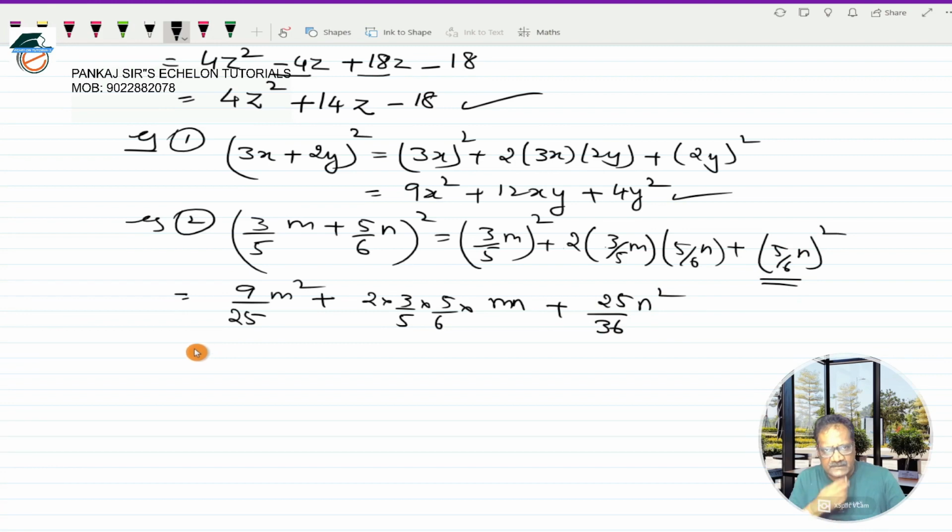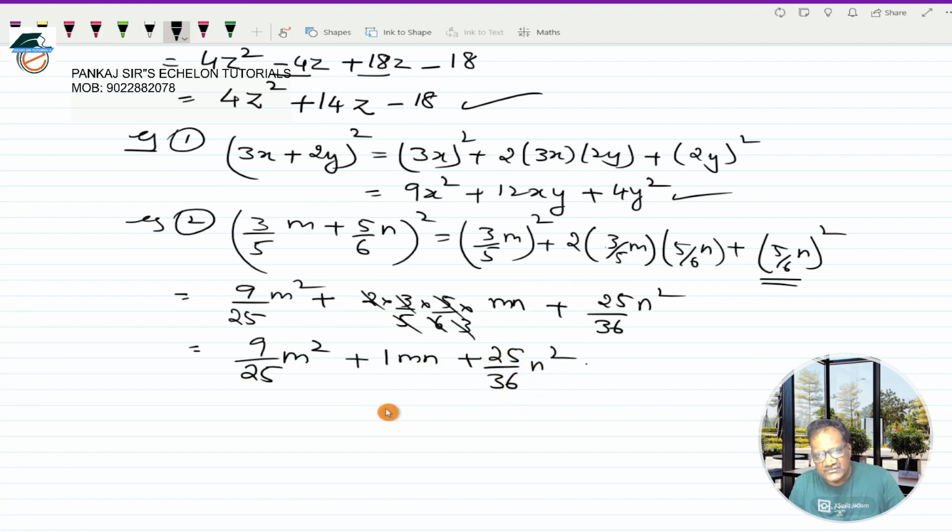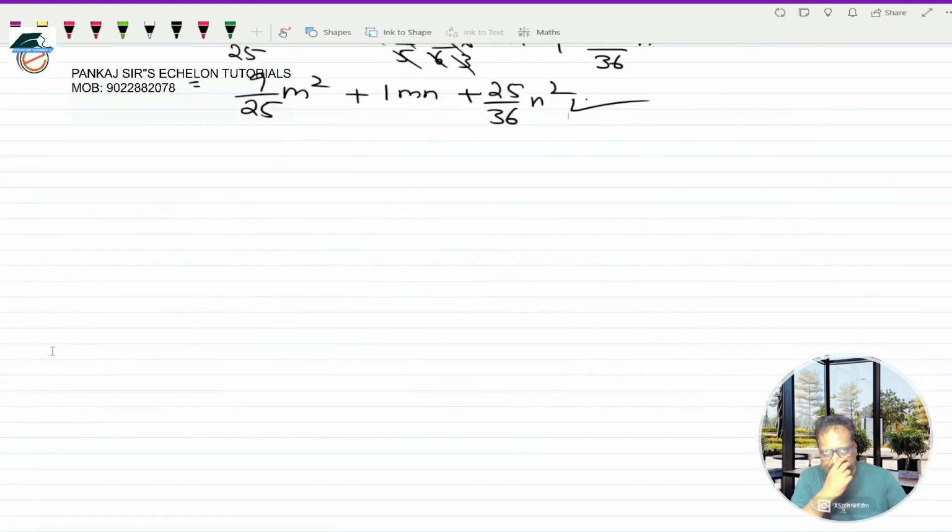Done. Now this reduces to 9 upon 25 m square, plus, now what can be done, this 2 into 3 will be 6, 3 and 3 is gone, 5 and 5 is gone, so everything is gone, and you are left with just 1 mn, plus 25 upon 36 n square. So this is the answer for the second one. Let us quickly move on to the third one.